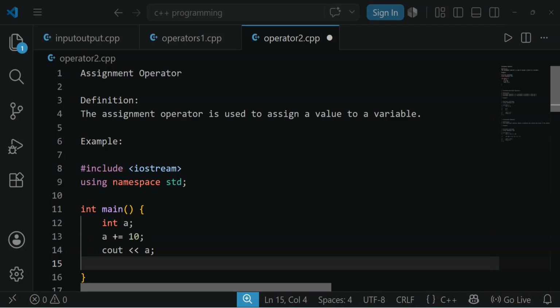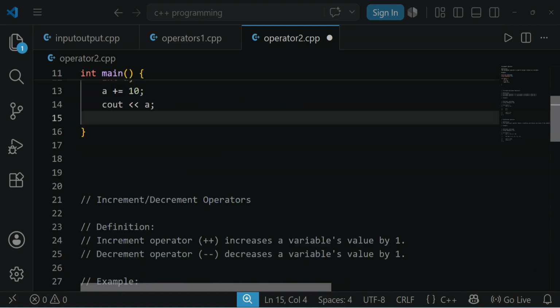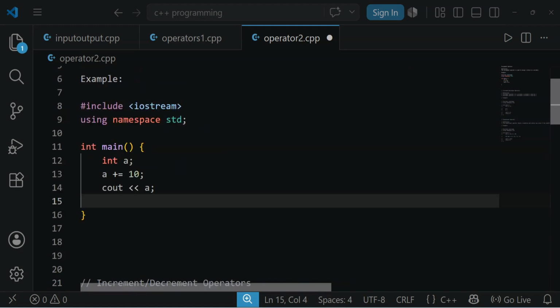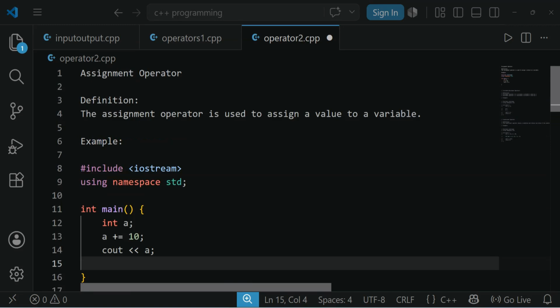In today's video, we are going to discuss the assignment operator, next the increment and decrement operators, and third, the conditional operators. In the previous video, I discussed the arithmetic operator, relational operator, and logical operator. If you haven't watched that, try to watch that video before this video. Okay, you can get a clear idea. It's going to be interesting, so stay tuned until the end.